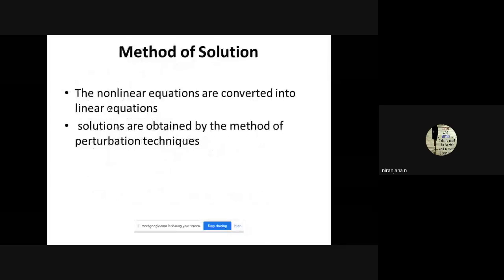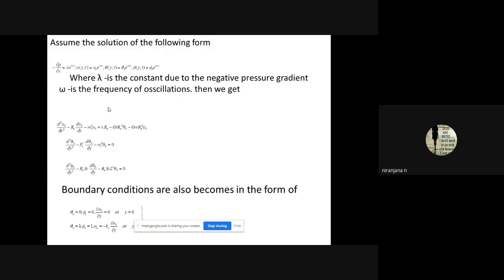For the method of solution, I used the perturbation technique to solve the problem. Due to the oscillatory flow, we can consider the terms to solve this problem, and this is the final solution of my problem. I get the solution for velocity, temperature, and concentration profiles of this problem, and then the skin friction, rate of heat transfer, and mass transfer are all shown here.